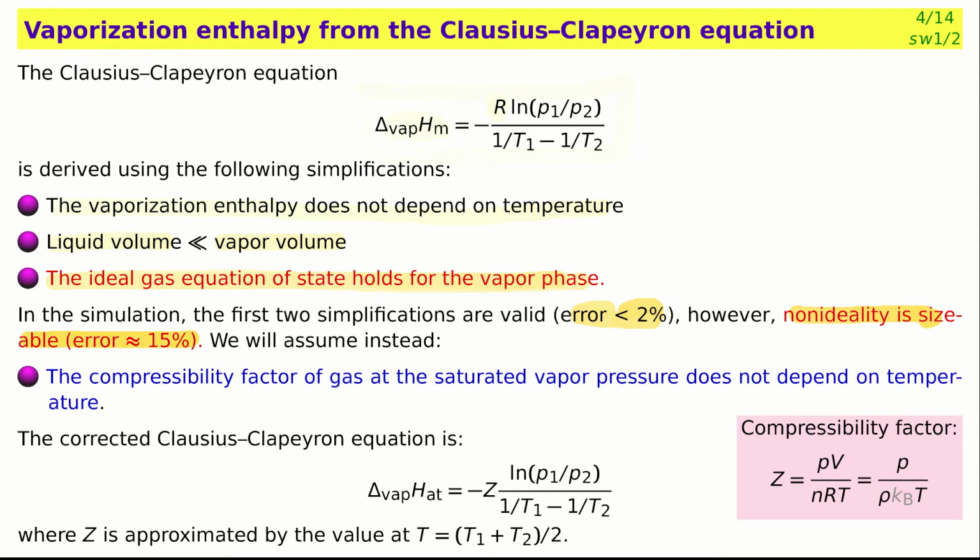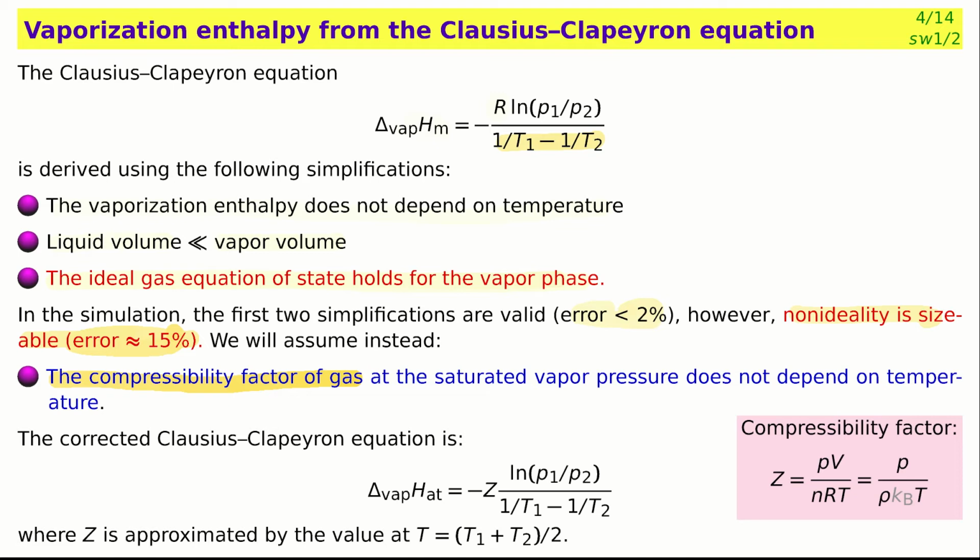Okay, there are several methods how to fix this. Some of them would be quite difficult and precise, like to integrate over the whole temperature range, but I chose one compromise, simple method that will cover most of this error. I will assume that the compressibility factor of gas at the saturated vapor pressure doesn't depend on temperature. Certainly it does, but if we calculate it at the center in between both states that we will consider here, we will get a correction that isn't so bad.